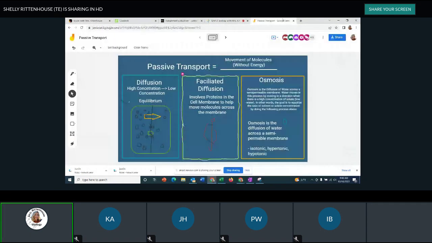Yes, so pick active transport or passive transport, and tell me what it is, and make a drawing or give me a picture to describe it. Okay? Teach me. I don't care how you do it, but teach me. If you had to teach me about one of these, how would you do it? What would it look like?